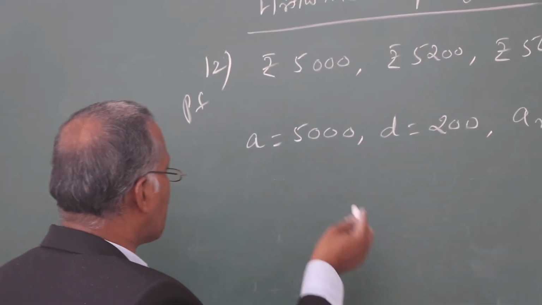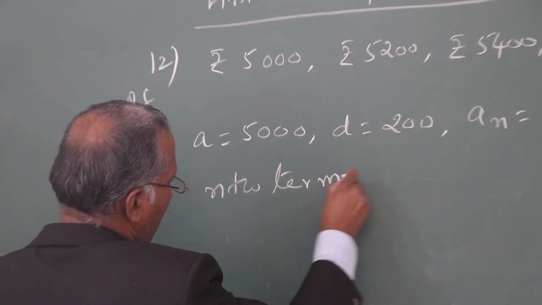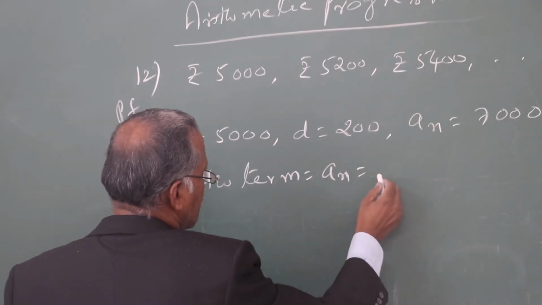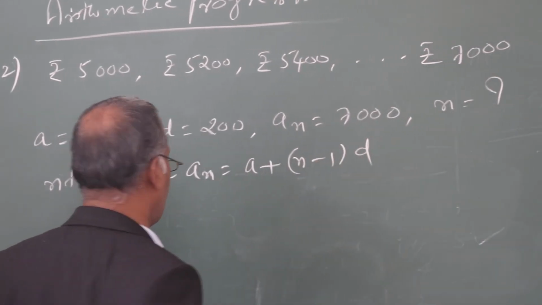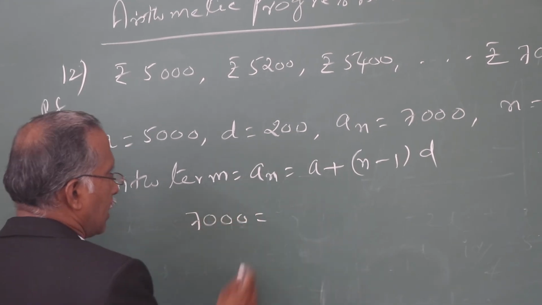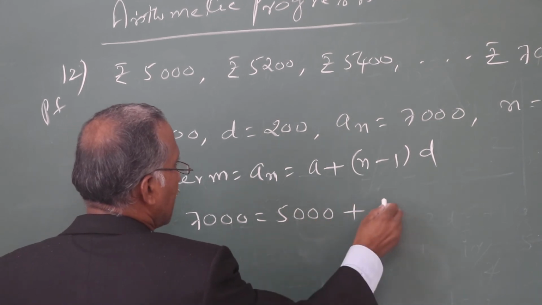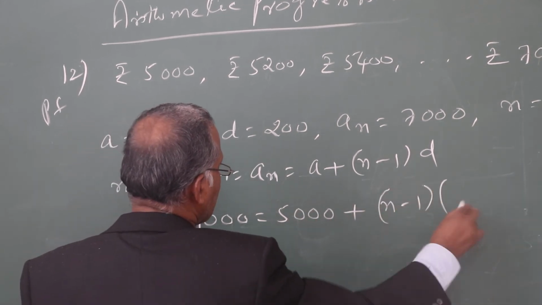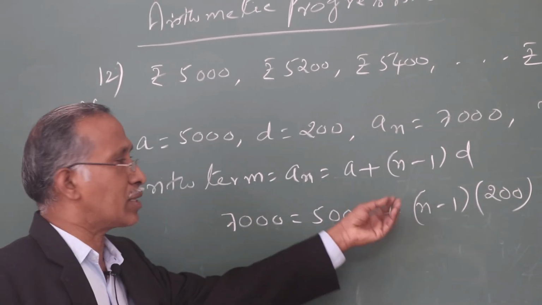So, same nth term formula. What is the formula here? An is equal to A plus n minus 1 into d. An is equal to 7,000. A is equal to 5,000 here now. Plus n, we do not know. What is the common difference? 200. Now we have to solve for n.